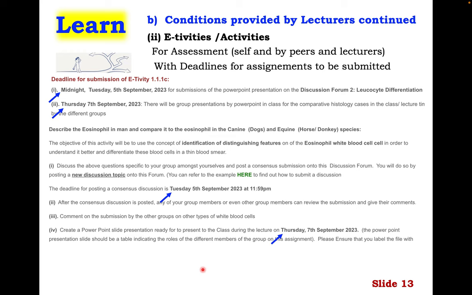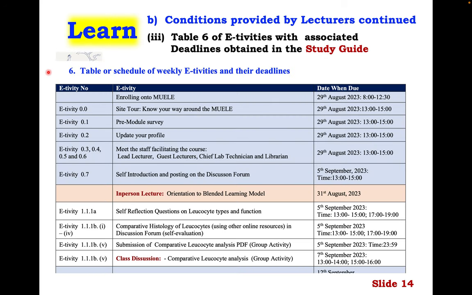When you go to the ETVT section in Mowele, again, you're going to see deadlines within which you're supposed to submit your assignments. The deadlines are given up to the date and the time whereby you're supposed to submit your assignment, even a group assignment if need be. If you don't submit within that time, it passes and you won't be able to upload your assignment, and you and your group members will lose marks. Lastly, the conditions given by the lecturers appear in the summarized schedule of ETVTs and the deadlines. This is in Table 6, the last section of the study guide. The ETVT is here. This is usually the assignment, the number. We describe the ETVT and we give you the date when it's due, either in class or to be submitted on Mowele.